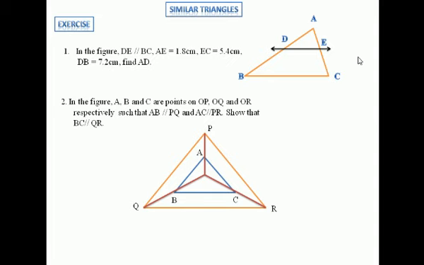In the second problem, in the figure, A, B and C are points on OP, OQ and OR respectively. O is missing here, you have to consider the center as O. That is OP, OQ and OR. The centroid of this triangle is O, respectively, such that AB is parallel to PQ and AC is parallel to PR. You have to show that BC is parallel to QR. You have to prove this. Take these two for today's homework.